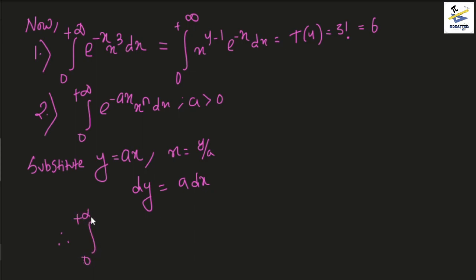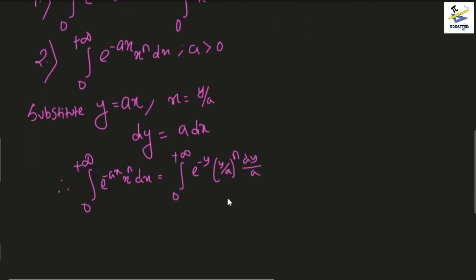0 to positive infinity, e to the power minus ax into x to the power n dx would be equal to 0 to positive infinity, and this e to the power minus ax would become e to the power minus y, x would become y by a whole to the power n, and dx would become dy by a. As you can see, we have put all the values of x in terms of y.